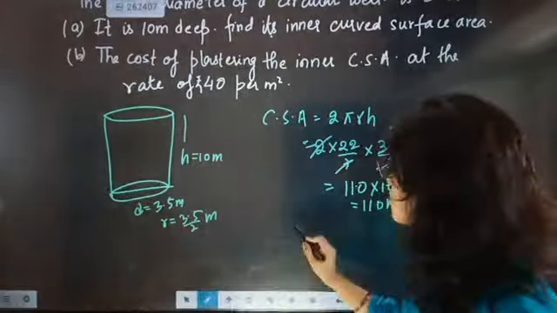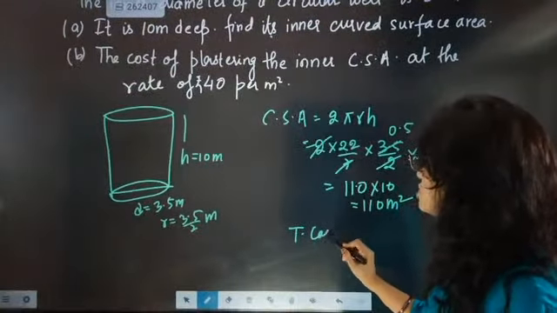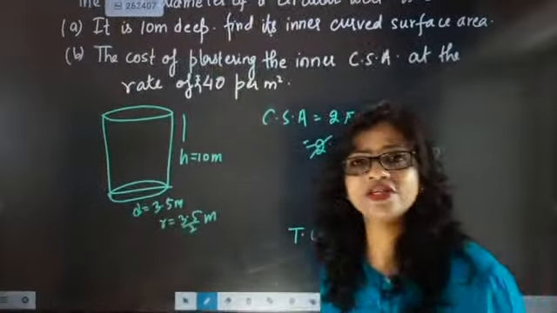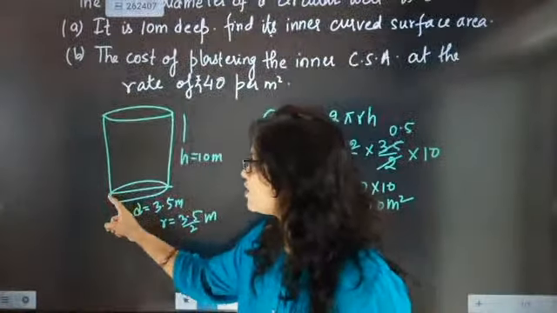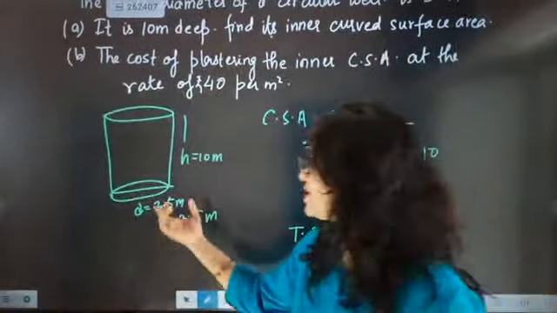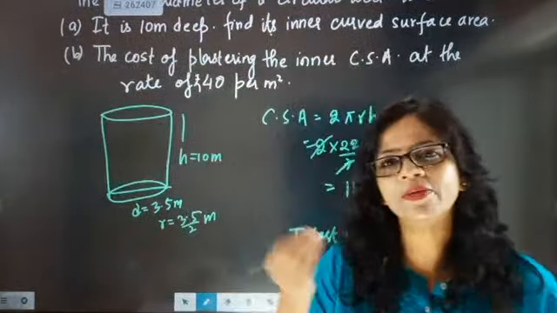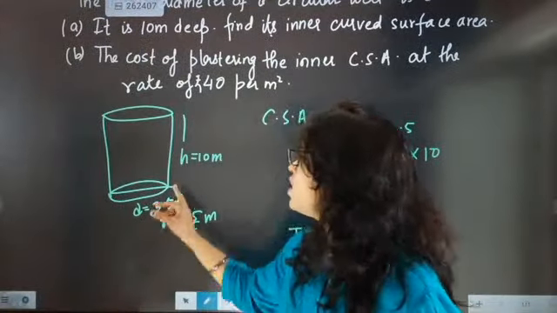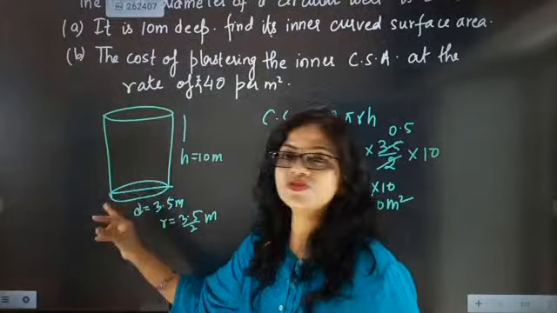So the total cost of plastering will be how much? First, the surface area. See, one thing is there, you are not going to plaster the base. We cannot plaster the base. If the base is plastered, then how will the water table give water there? So we are not going to plaster the base, only the curved surface area.